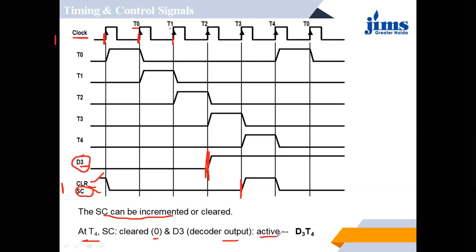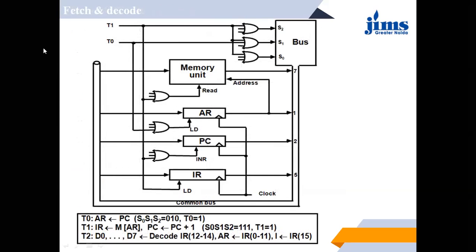So at the time T4, this is clear, and the value or address or data at the line D3 is active. So everything is going to be performed with timing signals. Signals as well as control lines should be in synchronization when one has to perform the data operation.